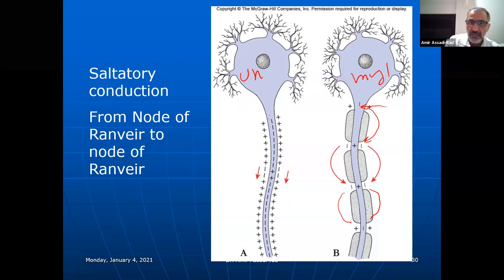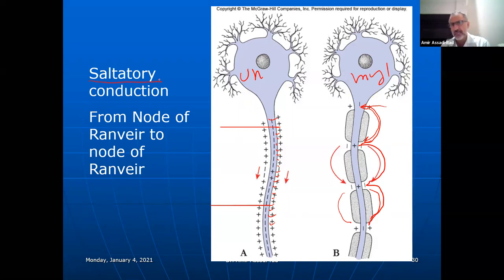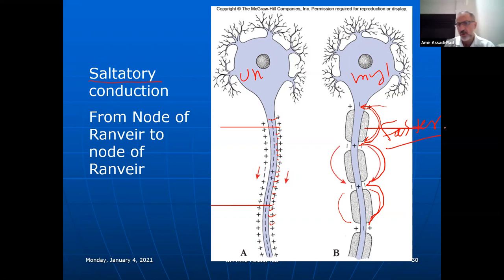Okay, here they go through each segment. They go through every unmyelinated neuron, and when they jump, the action potential jumps from one node of Ranvier to the next node of Ranvier to the next node of Ranvier. It's called saltatory conduction. This is much faster. Animals that evolved in the evolution, they evolved to have neurons like this. Animals like jellyfish, hydra, which you're going to learn about later on, they have neurons like this.